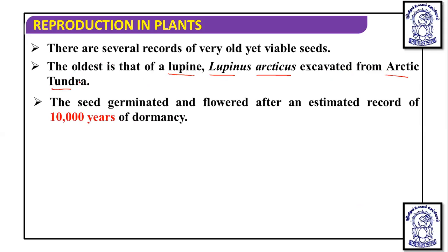This seed germinated and flowered after an estimated record of 10,000 years. Dear student, this is the data which you have to remember. You get questions so many times from this part. So you have to remember this 10,000 years of dormancy of which one? Lupinus. That is the important one, and so many times you can get a question from this part.